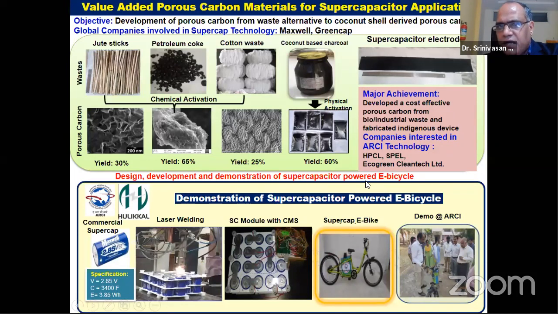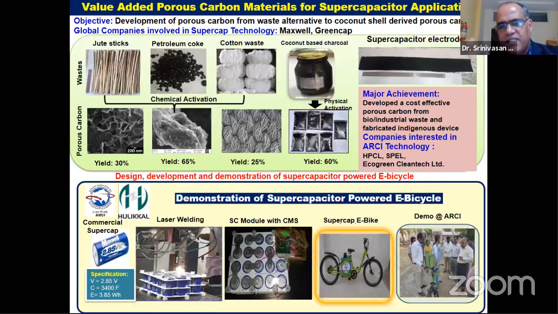The companies interested in our ARCA technology for making porous carbon are HPCL, SPEL, and EcoGreen Cleantech Limited. Another thing we are planning is to fabricate the supercapacitor device for a demonstration of electric vehicle application. We purchased a commercial supercapacitor, assembled it in a model, and with that model we demonstrated a bicycle. This is a kind of proof of concept.